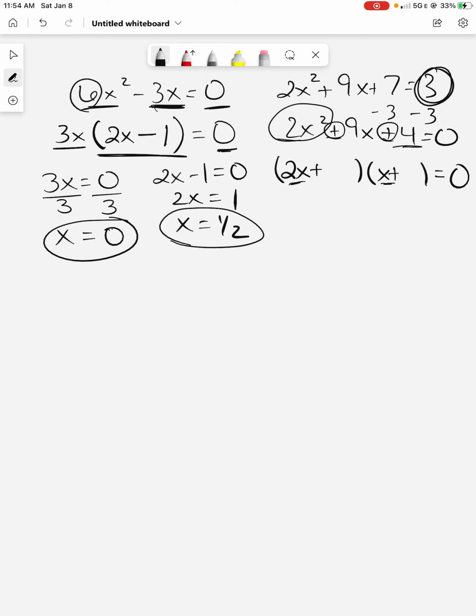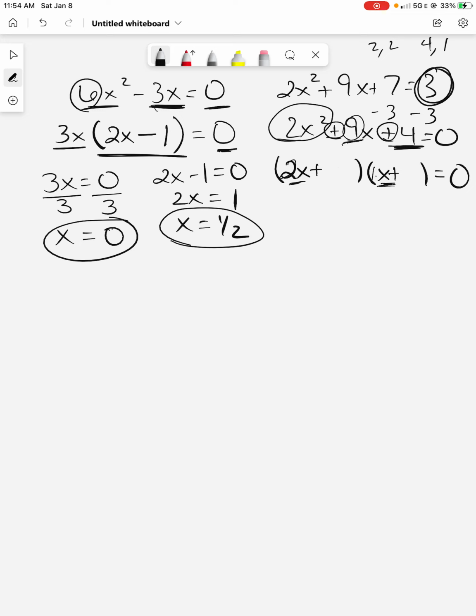Now we have to think about the factors of 4. We want 2 numbers that will multiply to give us 4, but then when those 2 numbers are multiplied by the 1 here and the 2 here, we'll get a 9. My choices for 4 are 2 and 2 or 4 and 1. If I put a 2 here and a 2 here, then the 2 times 2x gives me 4x, and the other gives me 2x. 4x and 2x gives me 6x. That doesn't work. I want a 9. So we know it's not 2 and 2.